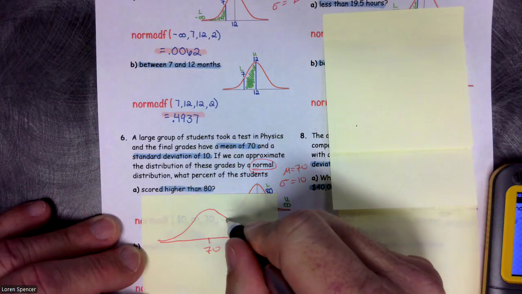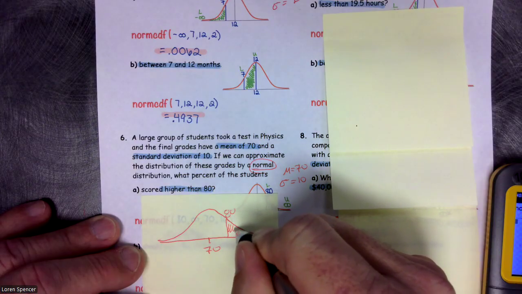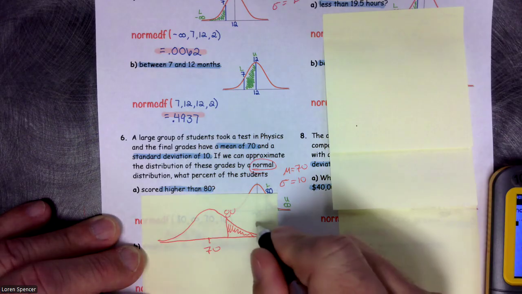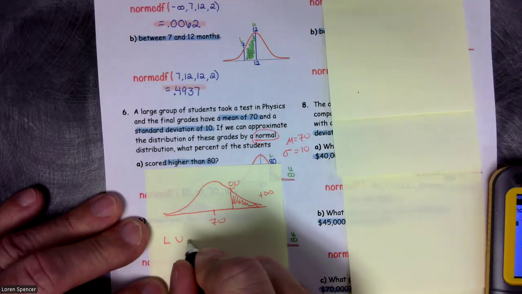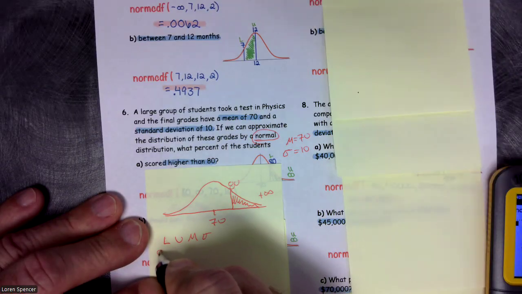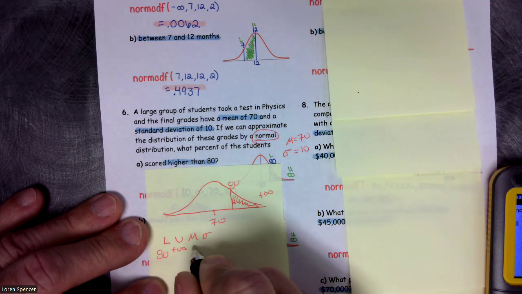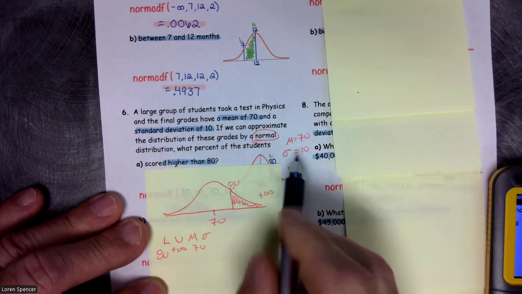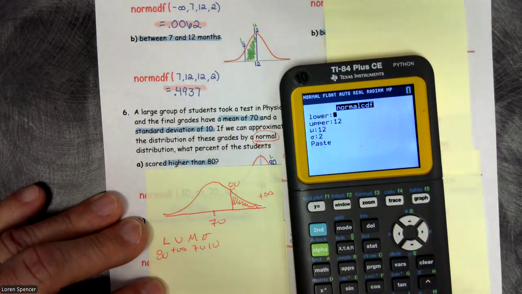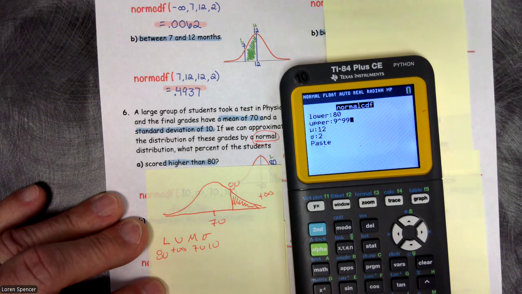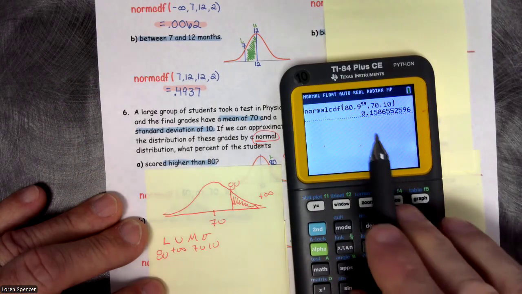Higher than an 80. Well, 80 is definitely above 70, so this is 80. And I'm shading up. What am I shading up to? I'm shading up to positive infinity because they didn't give me an upper bound. So my LUMO, my lower upper mean standard deviation, is 80, positive infinity, mean of 70, and standard deviation of 10. Second VARS, normal CDF. Lower part of my shading, 80. Upper part, infinity, 9 raised to the 99th. Mean is 70, standard deviation of 10. And we get 0.1586 because we're truncating.